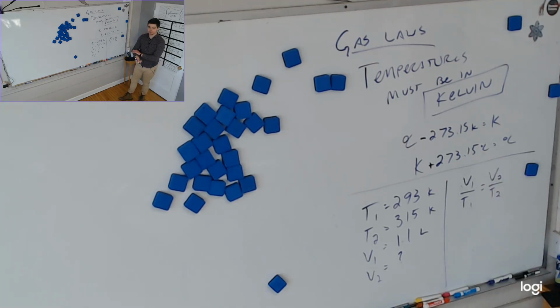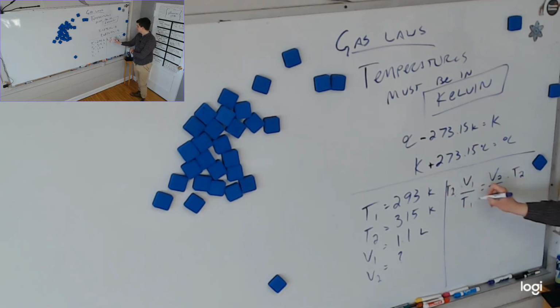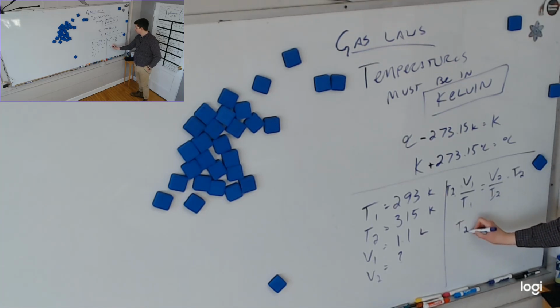What must I do every single time for these? I need to manipulate. What am I trying to solve? Volume 2. So what do I need to do to get volume 2 by itself? Colton? Well, look at it. What do I need to do to get it by itself? Okay, well, you could still answer my question. Someone else. Multiply by T2. That'll make these T2s reduce to 1, and now over here we have T2 V1 over T1 equals V2.